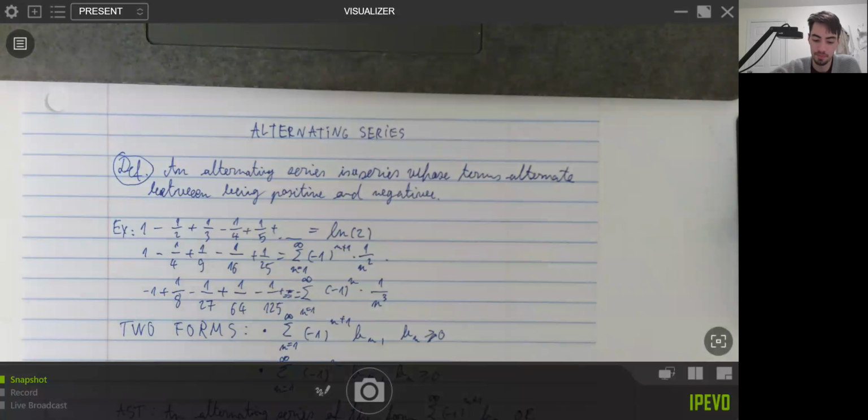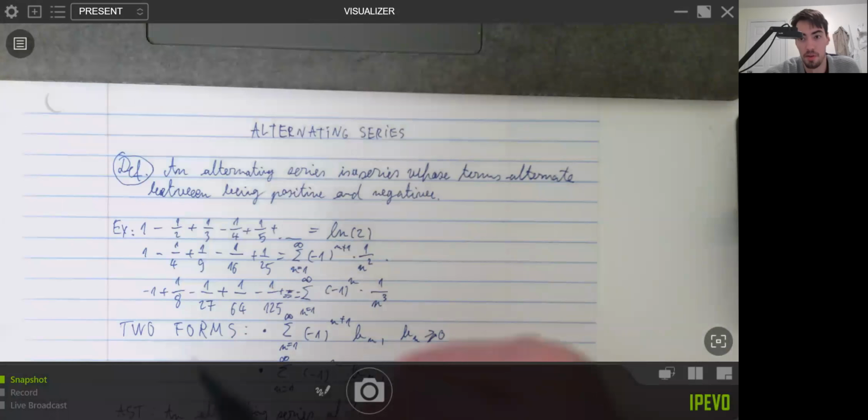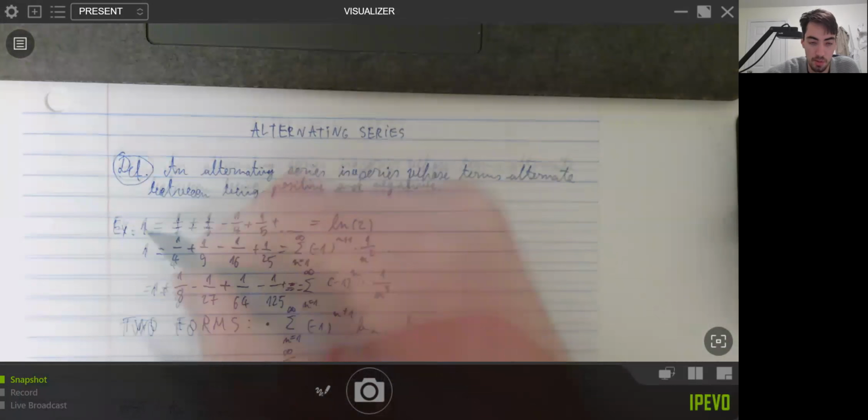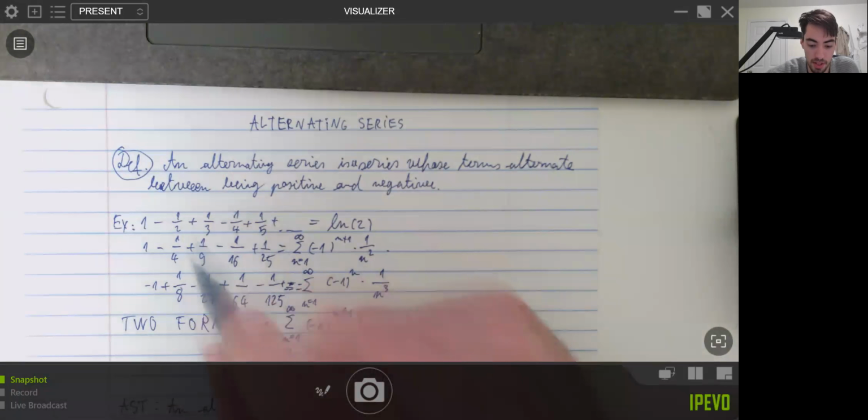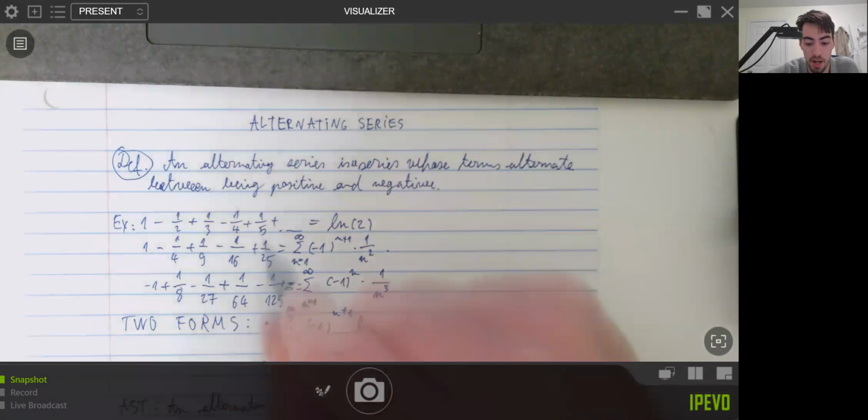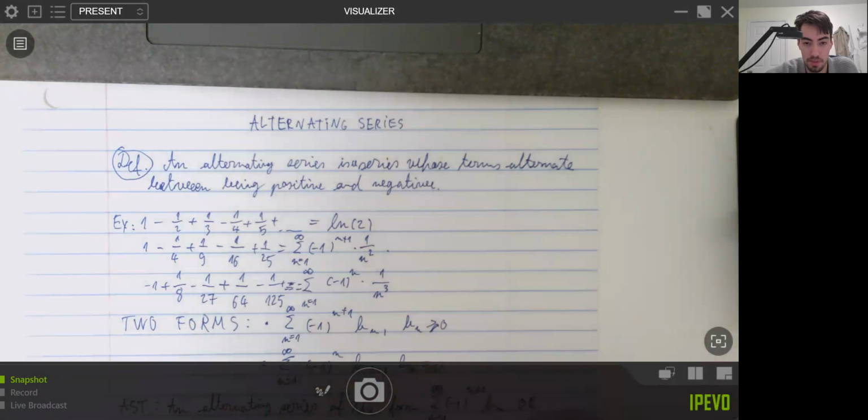So for example, one of the most important alternating series is 1 minus 1/2 plus 1/3 minus 1/4 plus 1/5 and so on. This is called the alternating harmonic series, and you can use some very neat math to show that this actually converges to ln of 2.